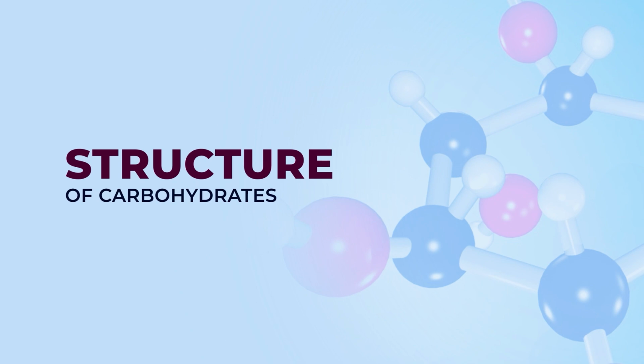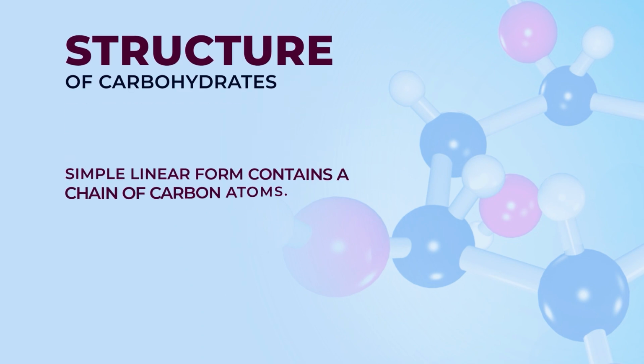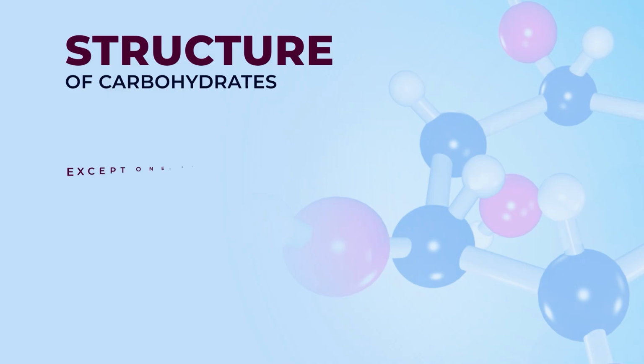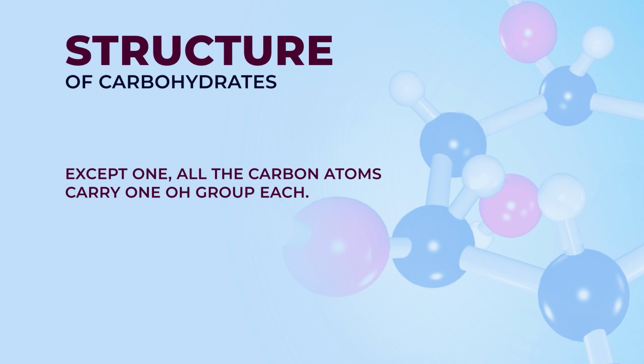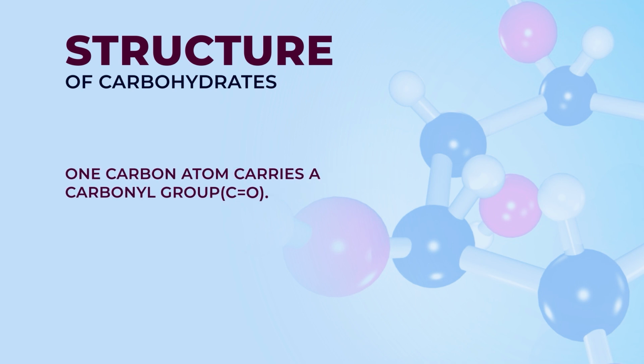Now, what is the structure of carbohydrates? First thing is they are a simple linear form containing a chain of carbon atoms. So, in the subsequent slides when you see that diagram, it will be clear. So, it is a chain of carbon atoms, you can just imagine at this stage, and all the carbon atoms carry an OH group except one, and one carbon atom carries a carbonyl group.